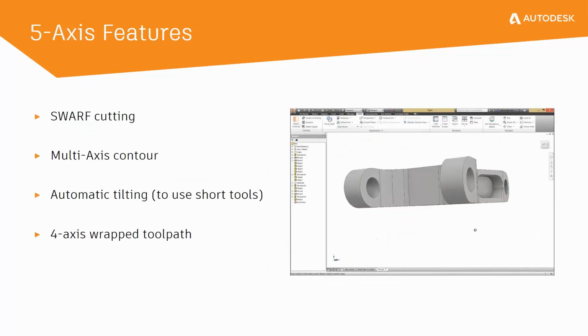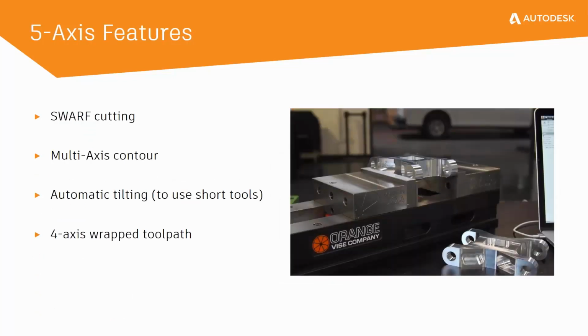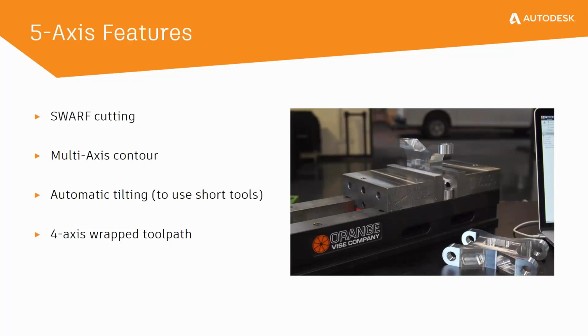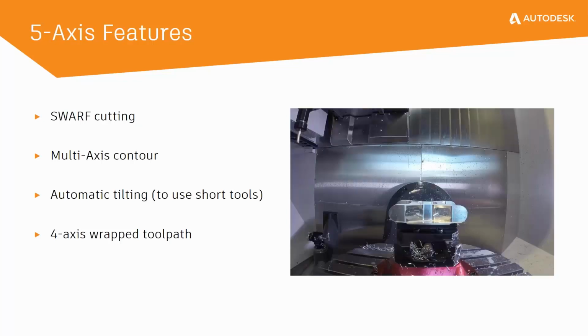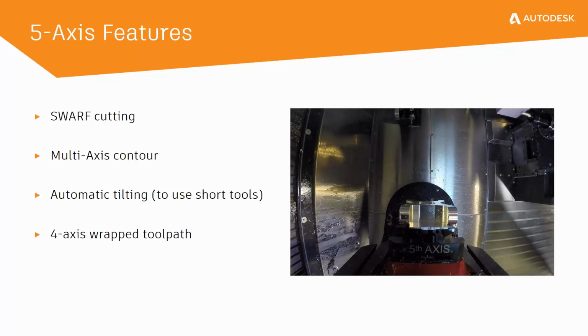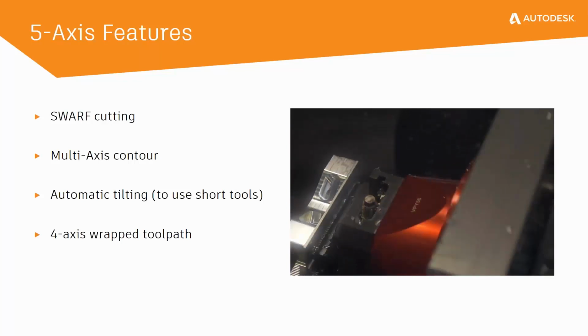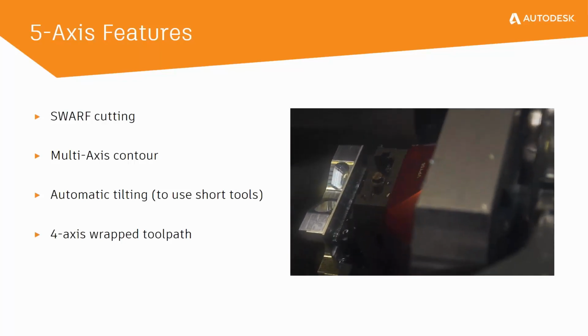Beyond this, Autodesk HSM also includes 5-axis machining capabilities, and this includes swarf cutting, multi-axis contour, automatic tilting in the instances where you need to use short tools, as well as 4-axis wrapped toolpaths.